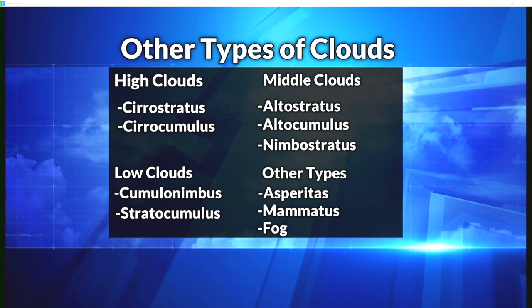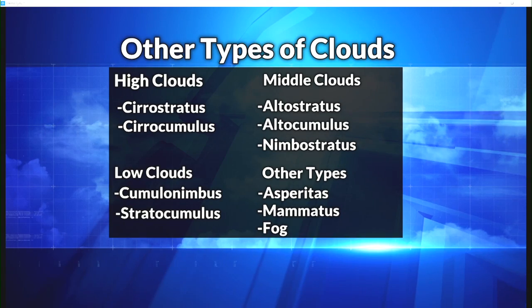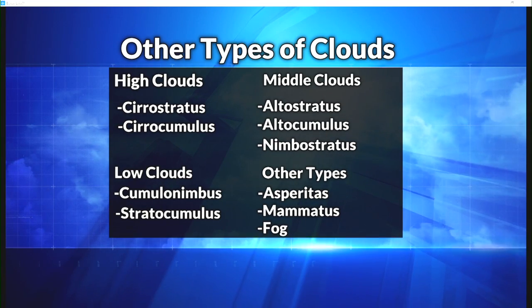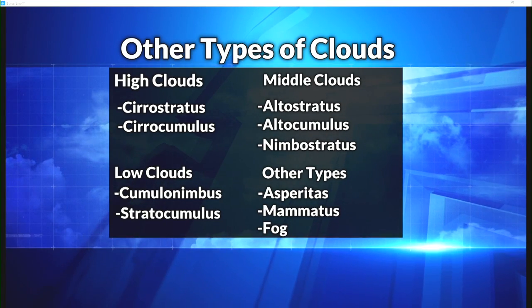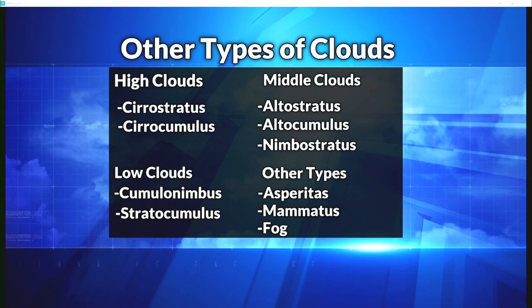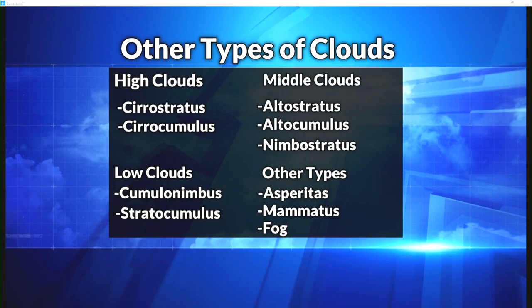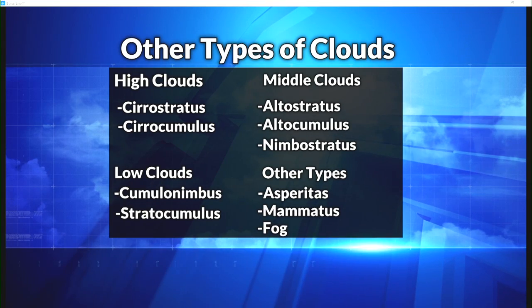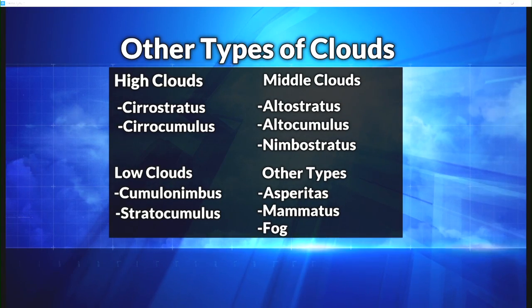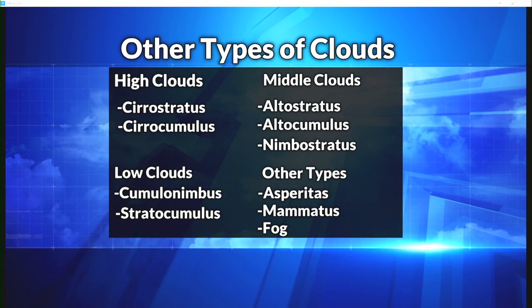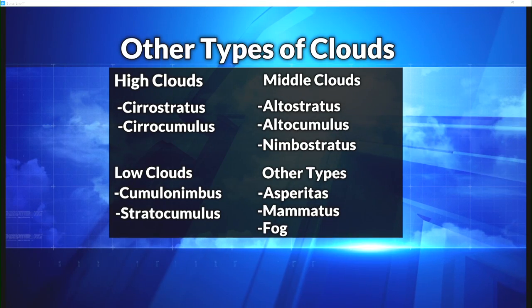So we talked about fog being at the ground, and then this one is a really cool type of cloud. It's called a mammatus cloud. Now, look at the root of that word, mama. They look like pouches in the sky. And those usually are a pretty good indicator that the weather's going to get nasty.